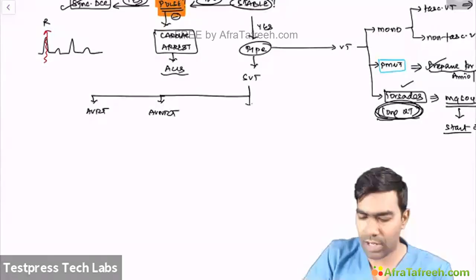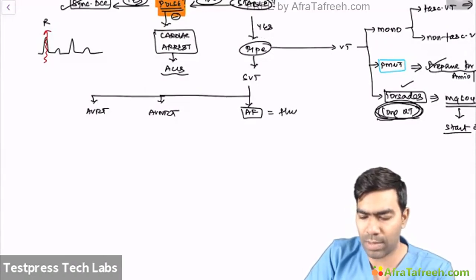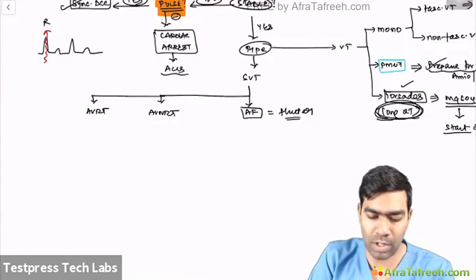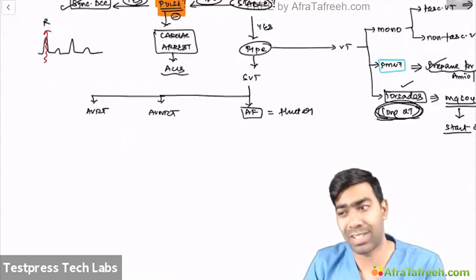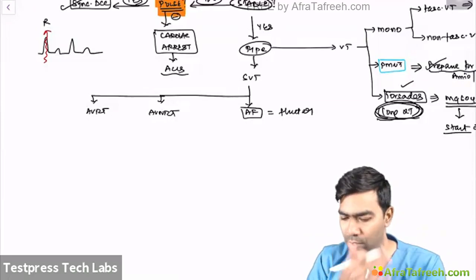We have flutter and fib. If you know fib, that's enough, because the treatment is almost the same as that of flutter. The flutter treatment is almost the same as that of fibrillation, because we don't have much evidence for a separate flutter treatment. We just extrapolate the fibrillation treatment to flutter also.